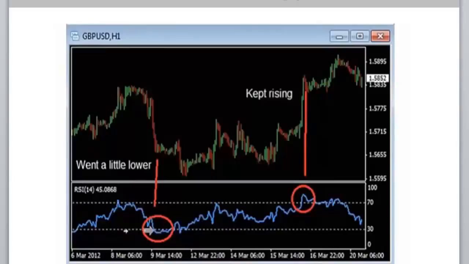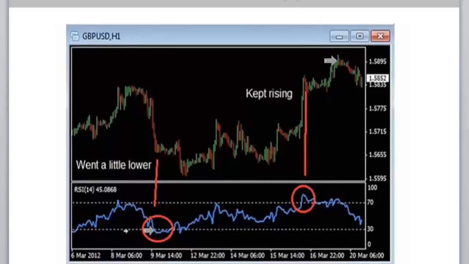So here's an example over here. Here's a chart of the pound dollar, where we saw the RSI went below 30 and it went into this oversold level. However, it continued to drop another 40 pips. Additionally, we see that the RSI on this went above 70, but we had this big move in the pound dollar and it kept moving higher. So just because something gets overbought or oversold doesn't mean you're going to have a quick retracement.